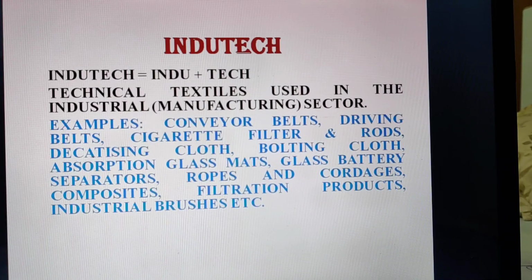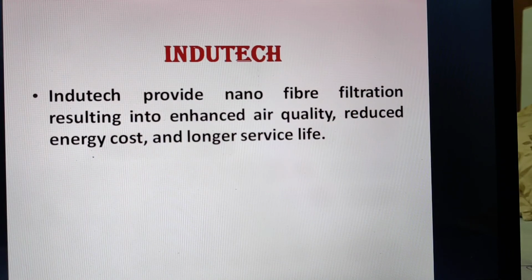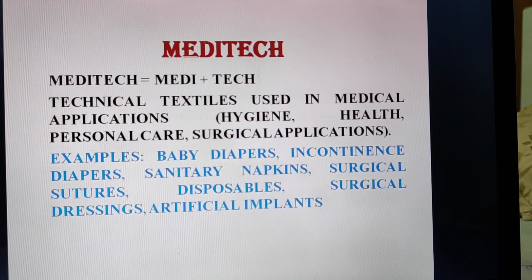INDUTECH means Indu plus tech, that is technical textile used in the industrial sector or manufacturing sector. Examples may be conveyor belts, driving belts, cigarette filters and rods, decatising cloth, bolting cloth, absorption glass mats, glass battery separators, ropes and cordages, composites, filtration products, industrial processes, etc. They provide nano fiber filtration resulting in enhanced air quality, reduced energy cost, and longer service life. Some of the applications are these.